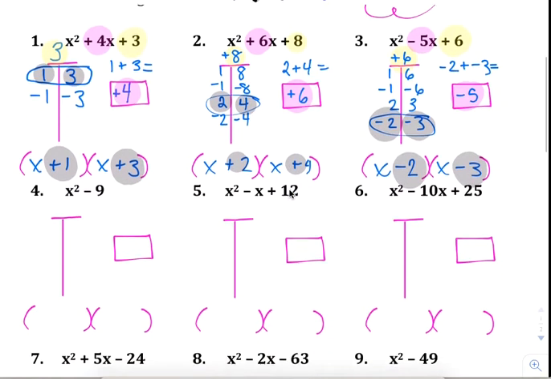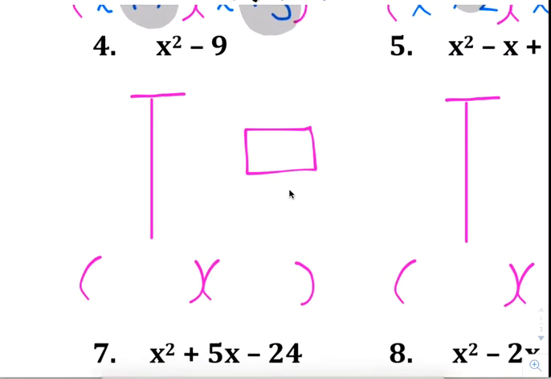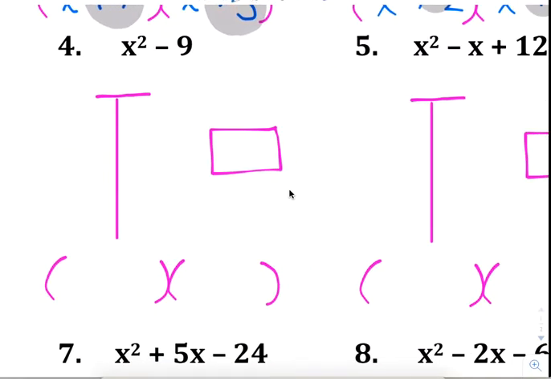All right, I'm going to stop highlighting. Make sure you have everything for 1 to 3. Let's go ahead and jump down to number 4. Okay, number 4, the number going on the top of my T-chart is the end, so -9. It's a negative, so signs are different. 1, -9, -1, +9. 2 doesn't work.